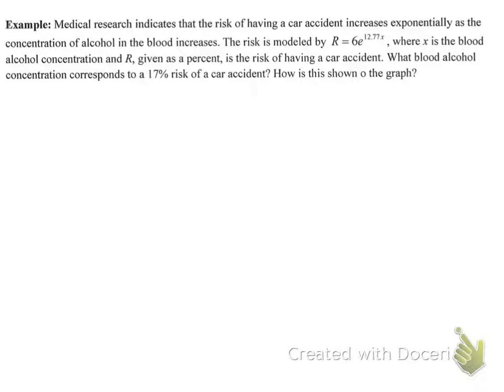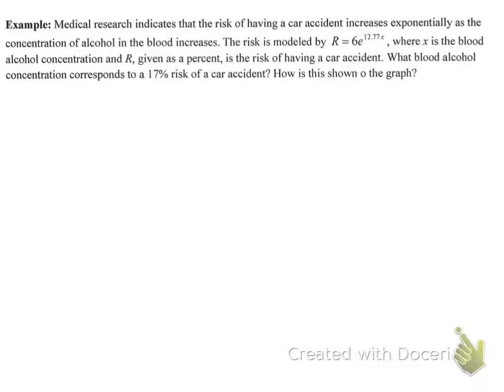So our first problem says medical research indicates that the risk of having a car accident increases exponentially as the concentration of alcohol in the blood increases. The risk is modeled by R equals 6e raised to the 12.77x, where x is the blood alcohol concentration and R is given as a percent, is the risk of having a car accident. What blood alcohol concentration corresponds to a 17% risk of a car accident? How is this shown in the graph?